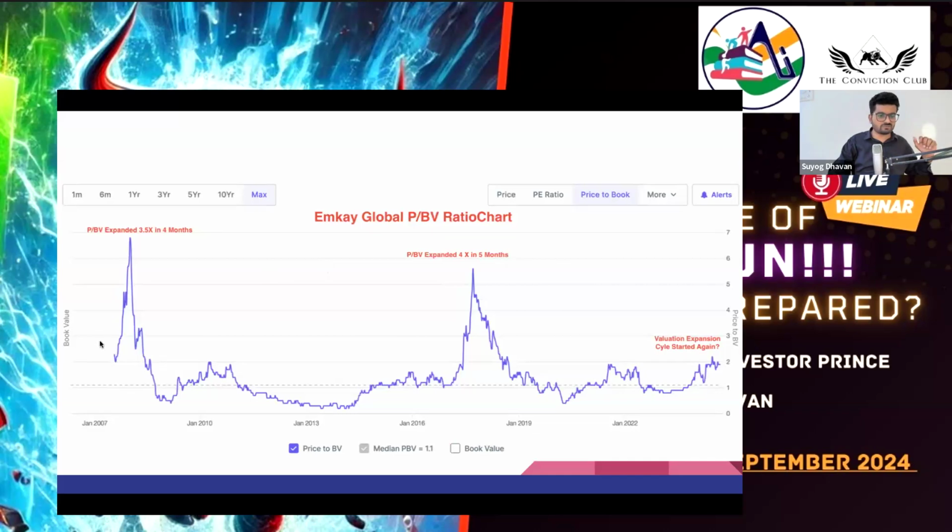MK Global also, in the last phase of the bull run, that 5-month period, price to book expanded 3.5 times in 4 months. Same happened before the 2018 fall in small cap. Price to book expanded 4x in 5 months. And it has just started now. So all the charts are pointing towards that.